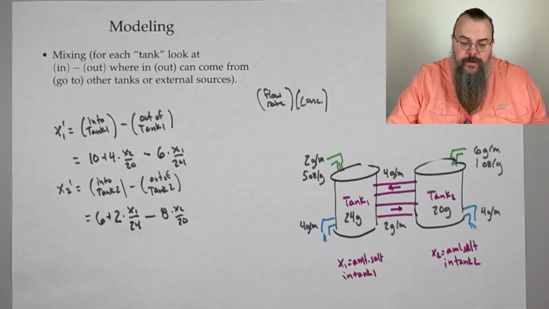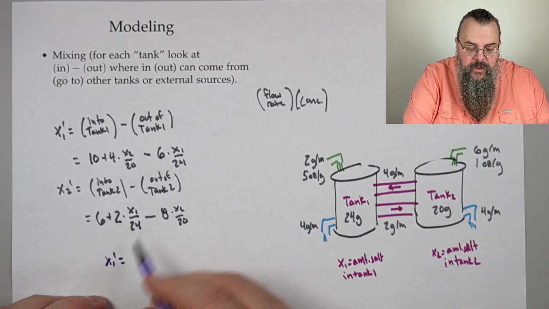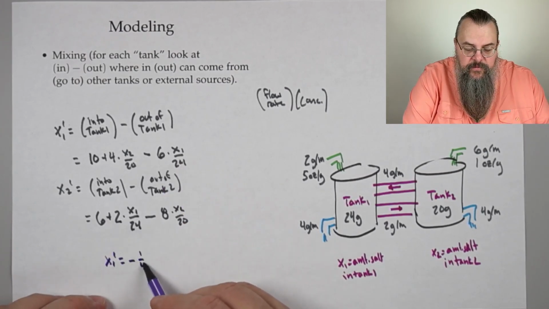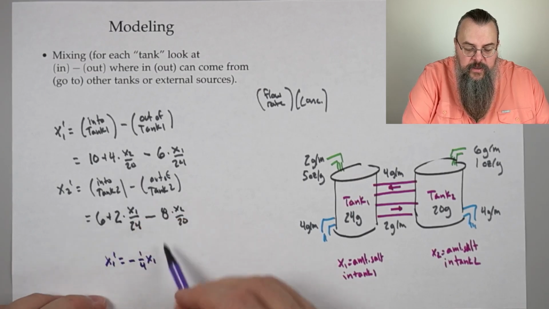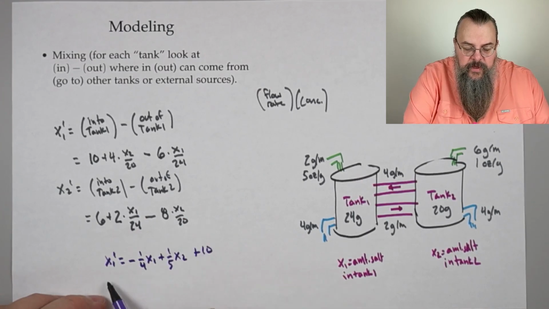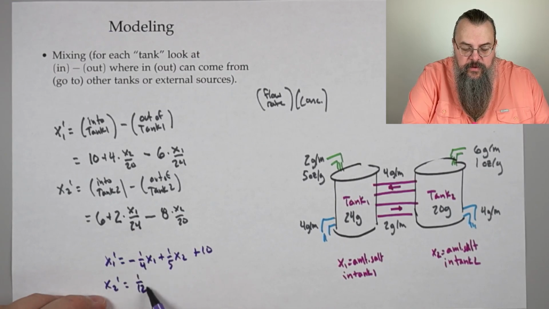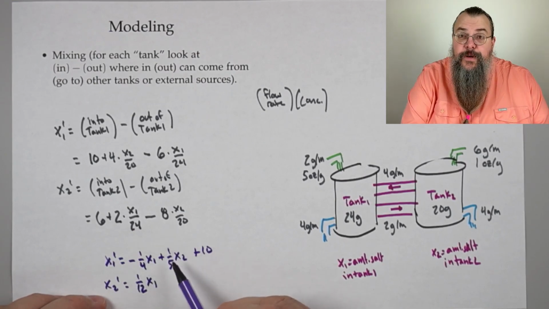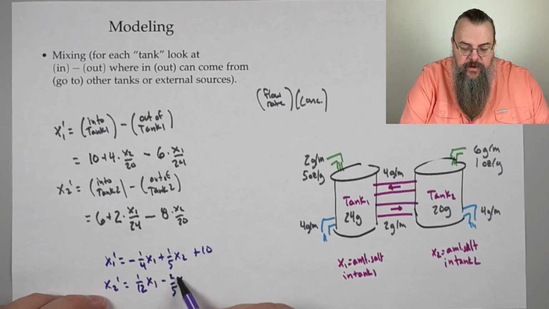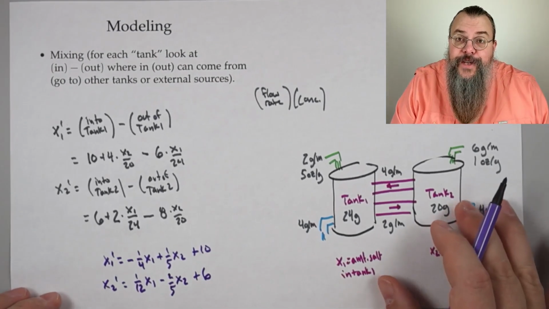Sure, why not? Everybody likes a pretty problem. So you get things like x1 prime. Well, let's put the x1 in front, 6 over 24 minus 1/4 x1. Here it'd be 1/5 x2 and a plus 10. And in a similar way, x2 prime, 2 over 24, 1/12 x1, 8 over 20. Well, we can get a 4 out of that. So that's 2/5 x2 and plus 6. And there we go. Now we have our setup.